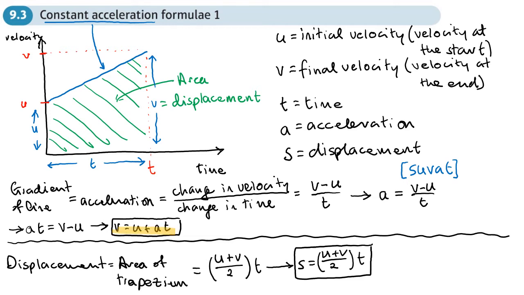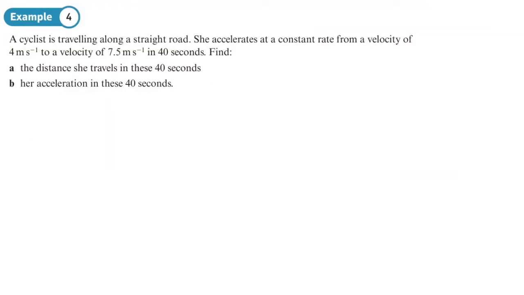So the problems we're going to do will involve using one of these two equations, and I'll show you a method we can use to help us decide which one of the two we need to use. Okay, so we've got this cyclist, they're traveling along a straight road. She accelerates at a constant rate from a velocity of 4 meters per second to a velocity of 7.5 meters per second in 40 seconds. In part A, we need to find the distance she travels in those 40 seconds.